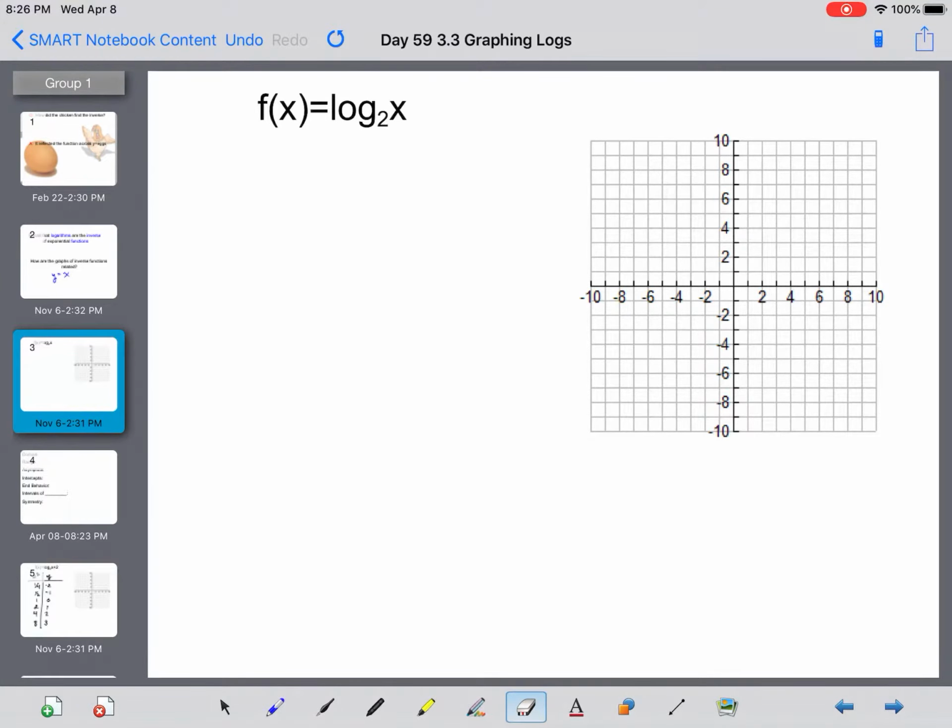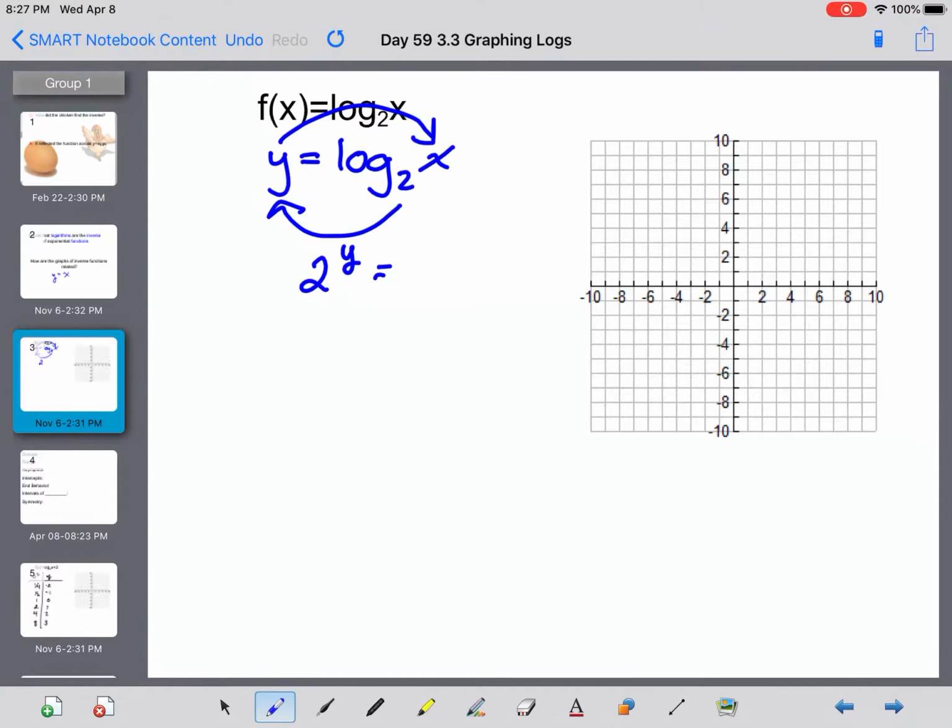So to graph this, we are going to make a table of values. And before I do that, I want to do a little bit of work because it's kind of hard to pick values that might make my table look a little bit nice. So I'm going to replace f of x with y equals. And then I'm going to rewrite this in its equivalent exponential form. So that's going to be 2 to the y power is equal to x. So this statement and this statement are completely equal to each other, but the second one is going to be so much easier for me to graph.